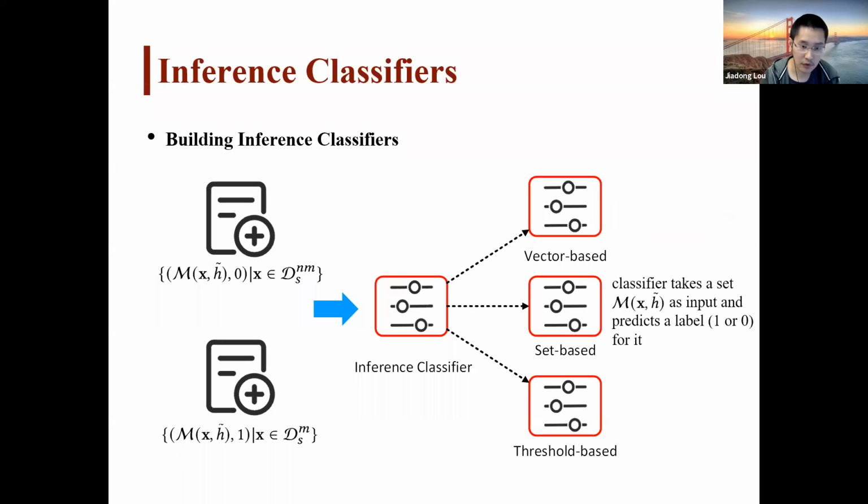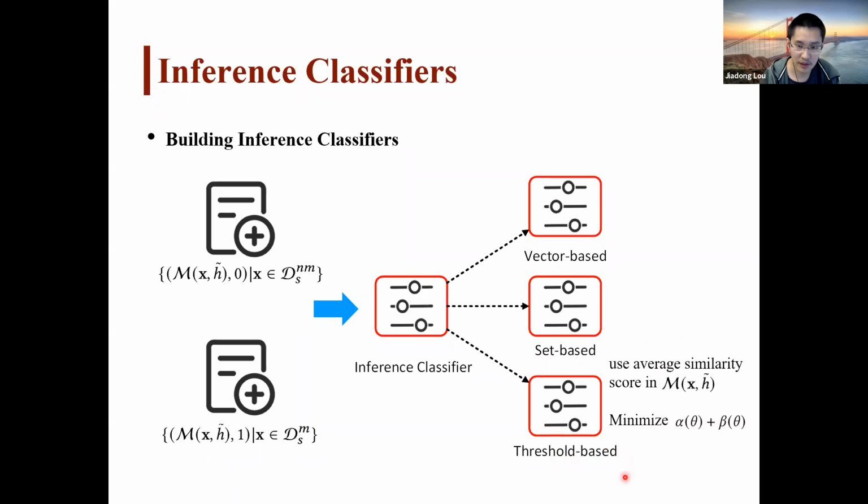Next, for the set-based one, the classifier takes the similarity score set as an input, does not do any ranking operations, and predicts the label for this set. And the threshold-based one is a little bit different from these two. They use the average similarity scores in this set as an input to infer the membership. In particular, how to define this threshold is very important.